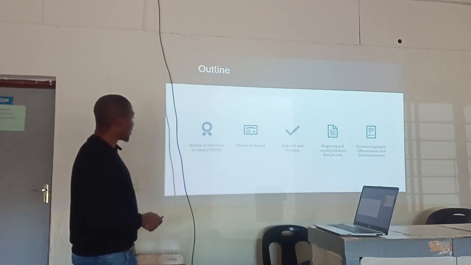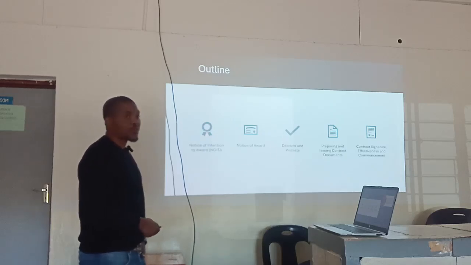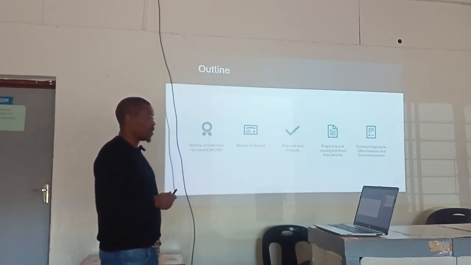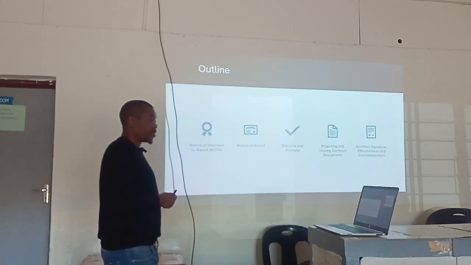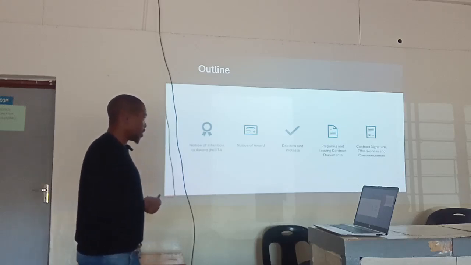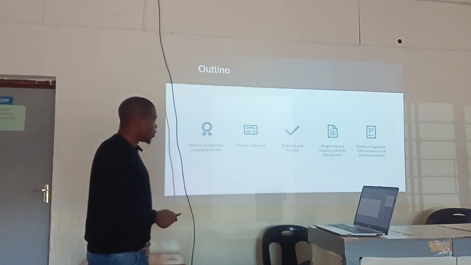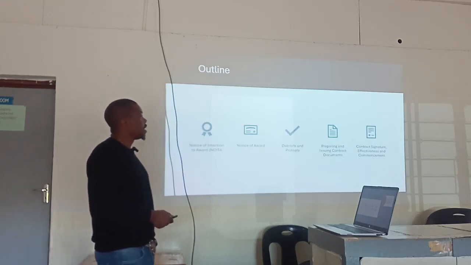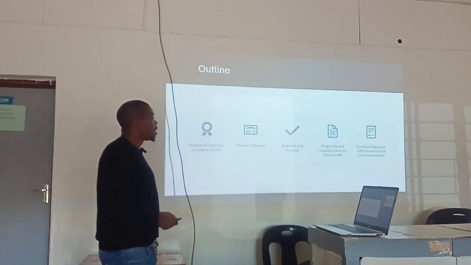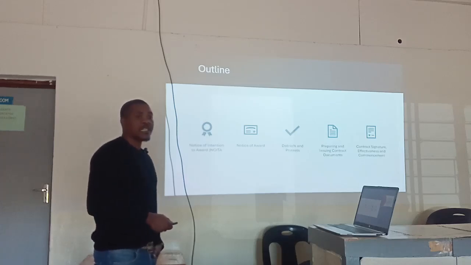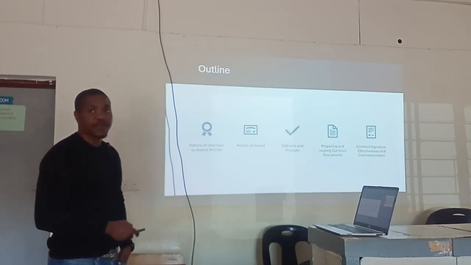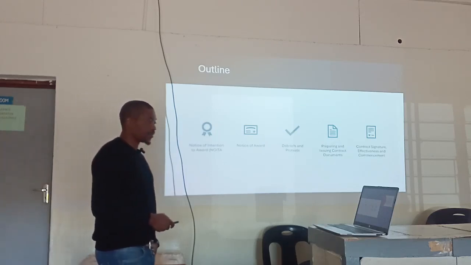During this period of publication, what you are waiting for are protests if anybody has got a concern with how the evaluation or the whole procurement process went. And then we are going to look at preparing and issuing contract documents and finally contract signature, effectiveness, and commencement. So this is what we are going to cover today.